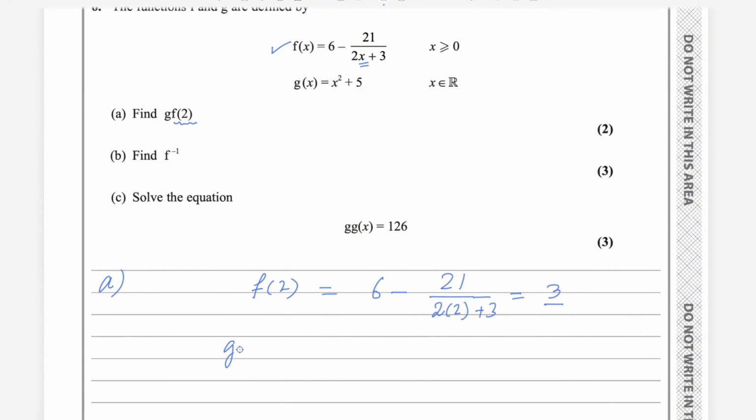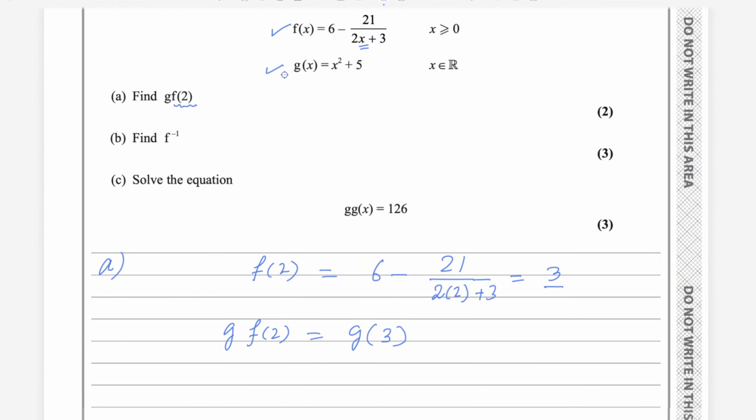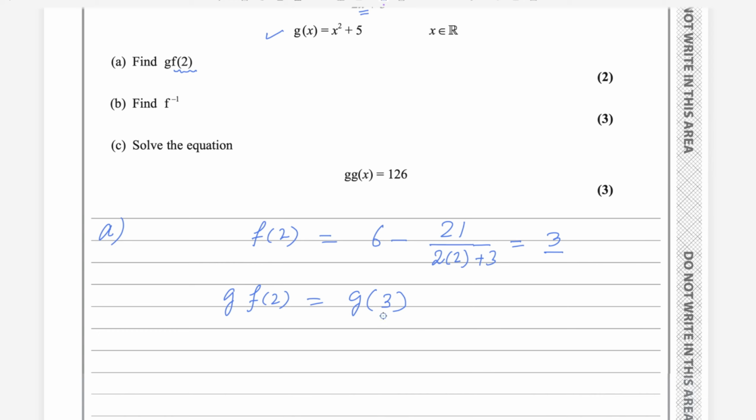We can write g of f of 2 as g of f of 2. F of 2 is 3, so you can replace f of 2 with 3. Now g of 3 you can get from this function. We will replace x with 3 in this function because it is g of 3. So we'll get 3 squared plus 5. Answer is 9 plus 5, 14. So this is the answer of the first part of question number 6.